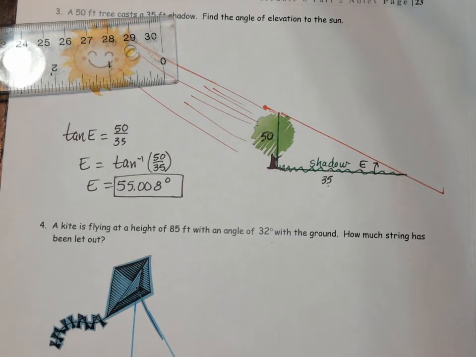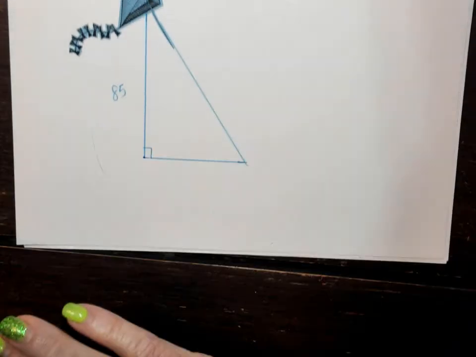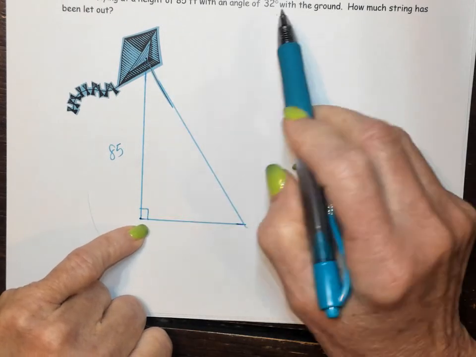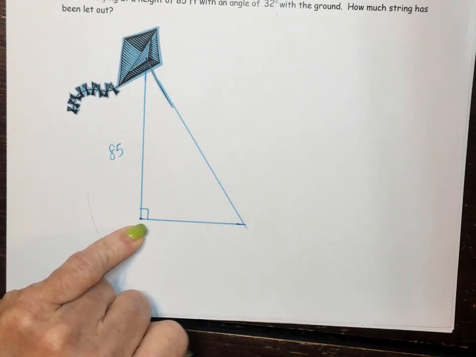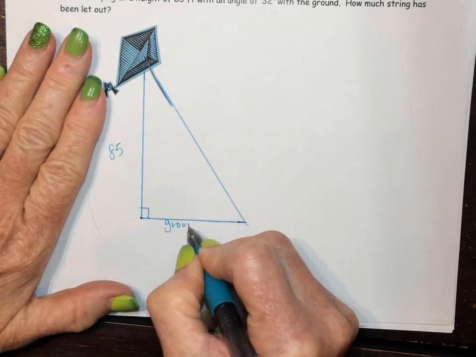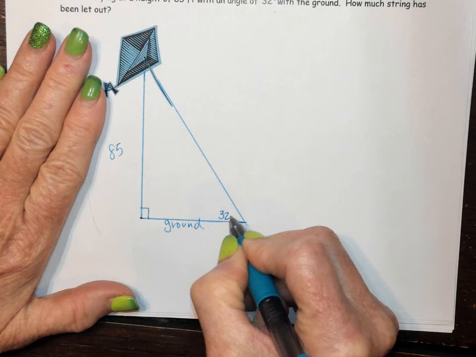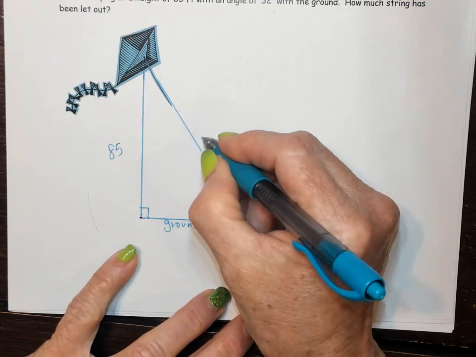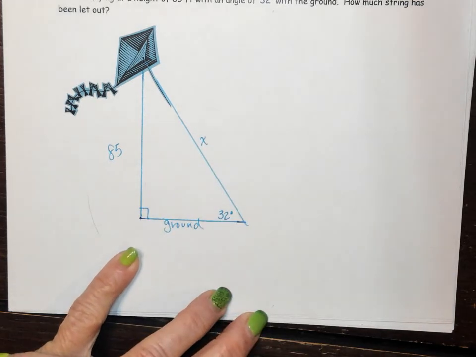Angle of 32 degrees with, oops, can't see it, I'm so sorry. 85 feet tall, angle of 32 degrees with the ground. Here's the ground. So 32 degrees with the ground. How much string has been let out? Here's the string right there. That's where the string on the kite is.